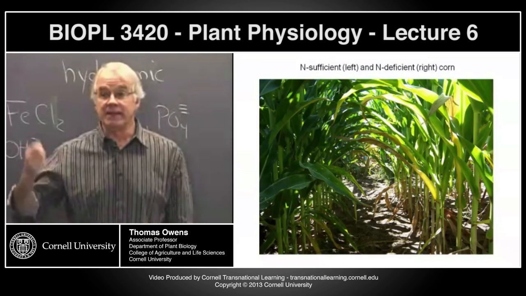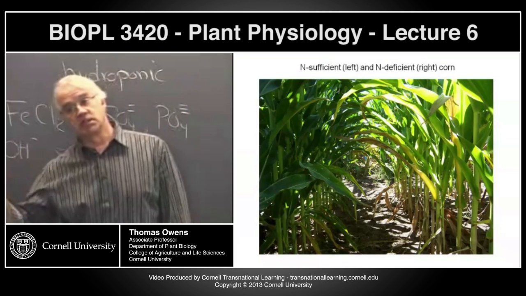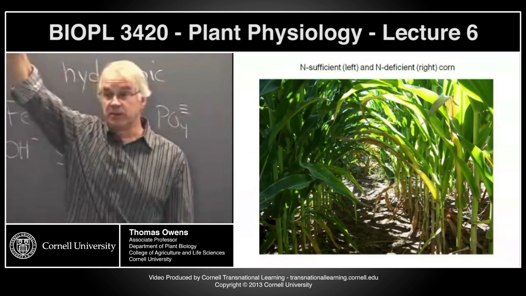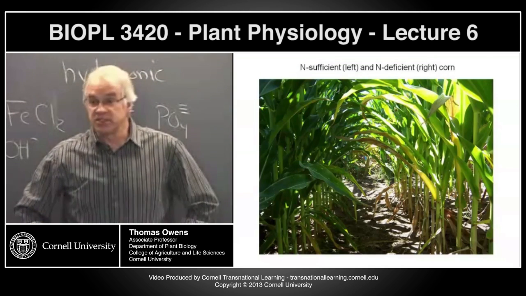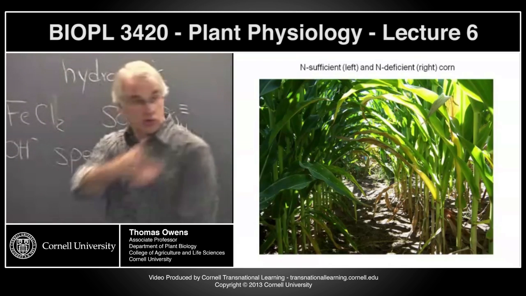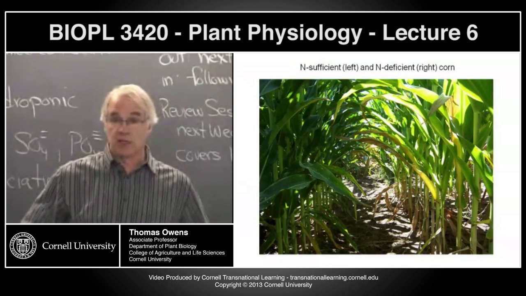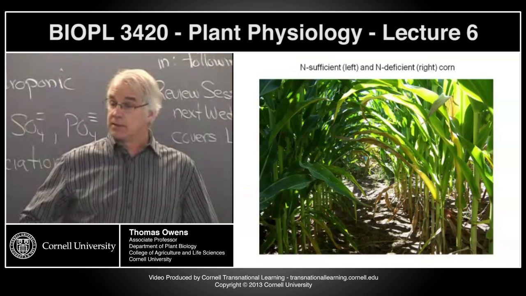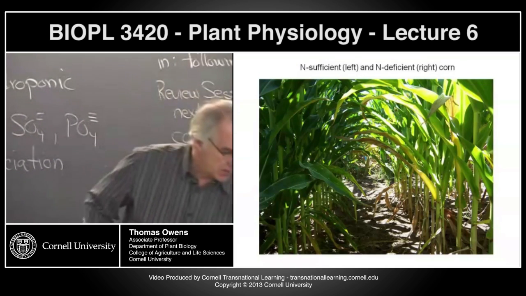So for many nutrients, plants will sacrifice the use of those nutrients in the old leaves, transport them up, and put them in the new leaves. And nitrogen is a good example of that. So you're correct. The thing that makes this happen is the mobility of the nutrient. But not all nutrients can be mobilized that way.